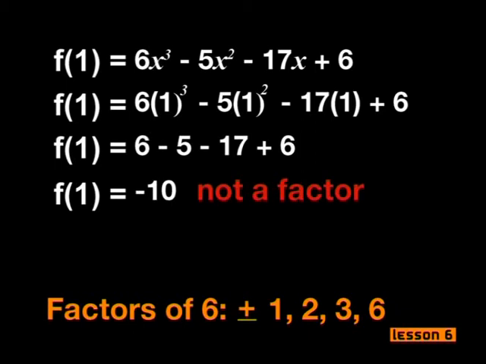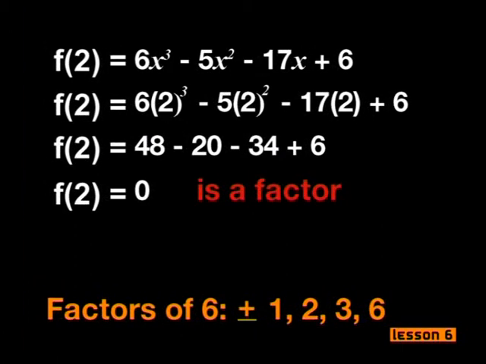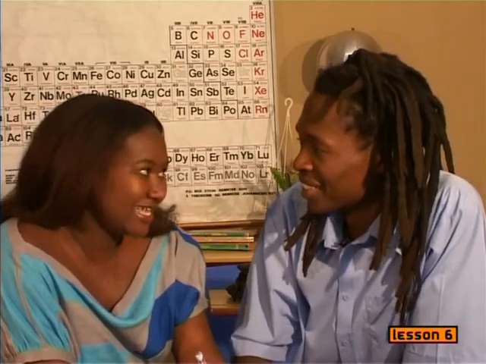If I substitute 1 into the expression and then simplify, I get negative 10. So x minus 1 isn't a factor. Let me try 2 this time. I substitute 2 for x, which gives me 0. So x minus 2 is a factor. Good. And what's the next step?